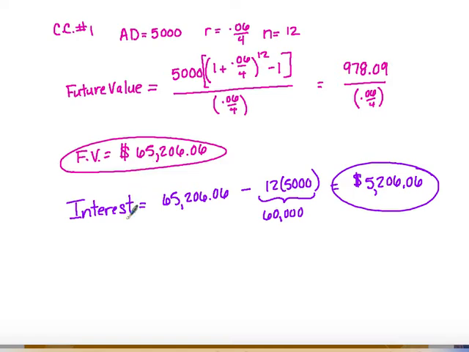taking my future value to be $65,206.06. Then I went ahead and calculated my interest. So I started with my future value. I made 12. Again, I got that 12 from here. 12 $5,000 payments. So I made $60,000 in payments, giving me interest of $5,206.06.